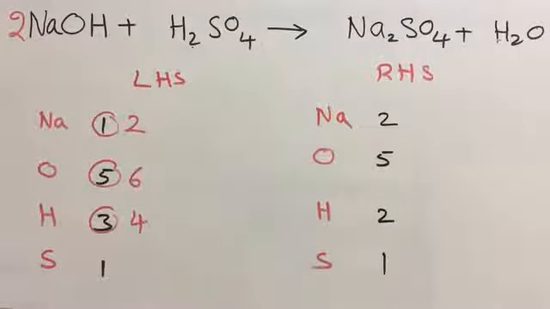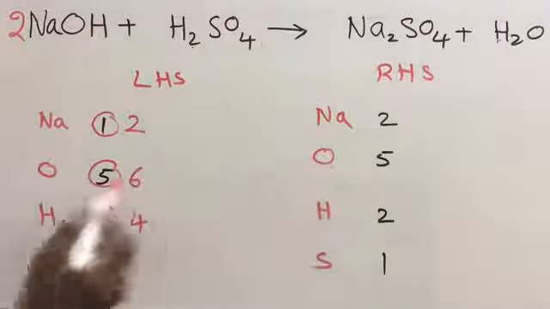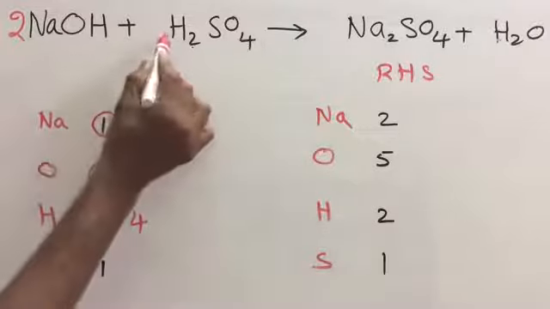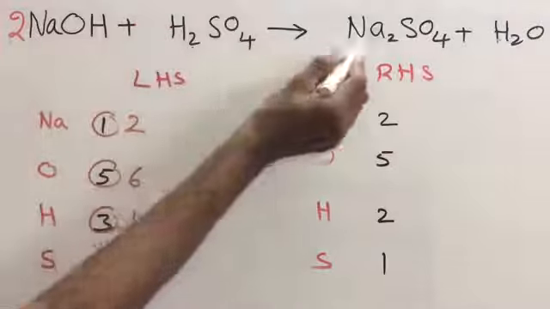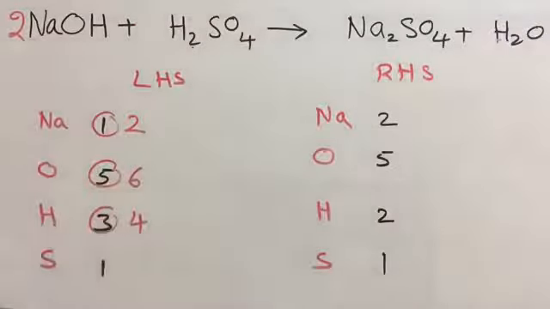Now check for another element, oxygen. Here 6, here 5. If you work on oxygen, it looks very complicated because if you write any number here or here for oxygen, it will become very complicated. So in this case, we will check this at the end.